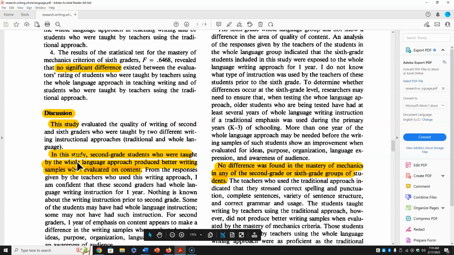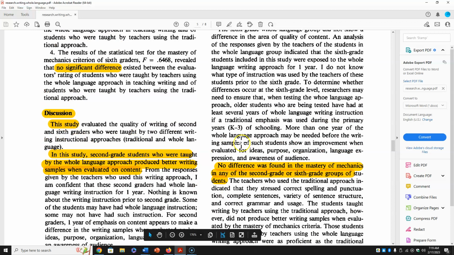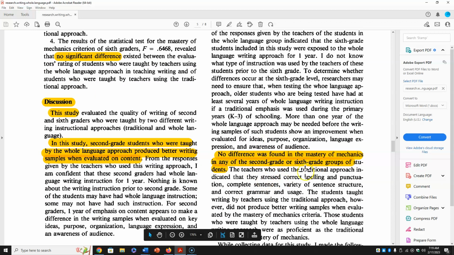So a discussion. In this study, second grade students who are taught by whole language approach produce better writing samples when evaluated on content. Now notice, you always describe research in a past tense because it describes a particular instance in time. And she's not saying this proves, because research doesn't prove anything. It supports or does not support a hypothesis. Okay, and no difference was found in the mastery of mechanics in any of the second or sixth grade groups.